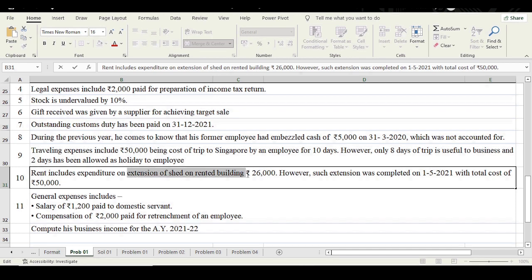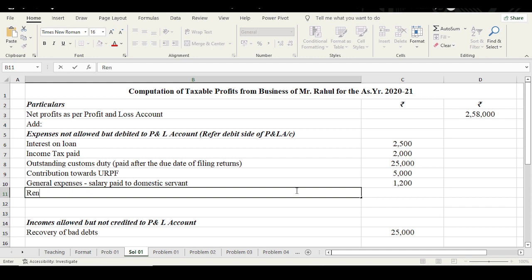Okay, extension of shed on rented building is a capital expenditure and it is not a revenue expenditure. As such, it is not allowed. We will enter this rent. The expenditure on extension of shed on rented building is a capital expenditure, hence it is not allowed.